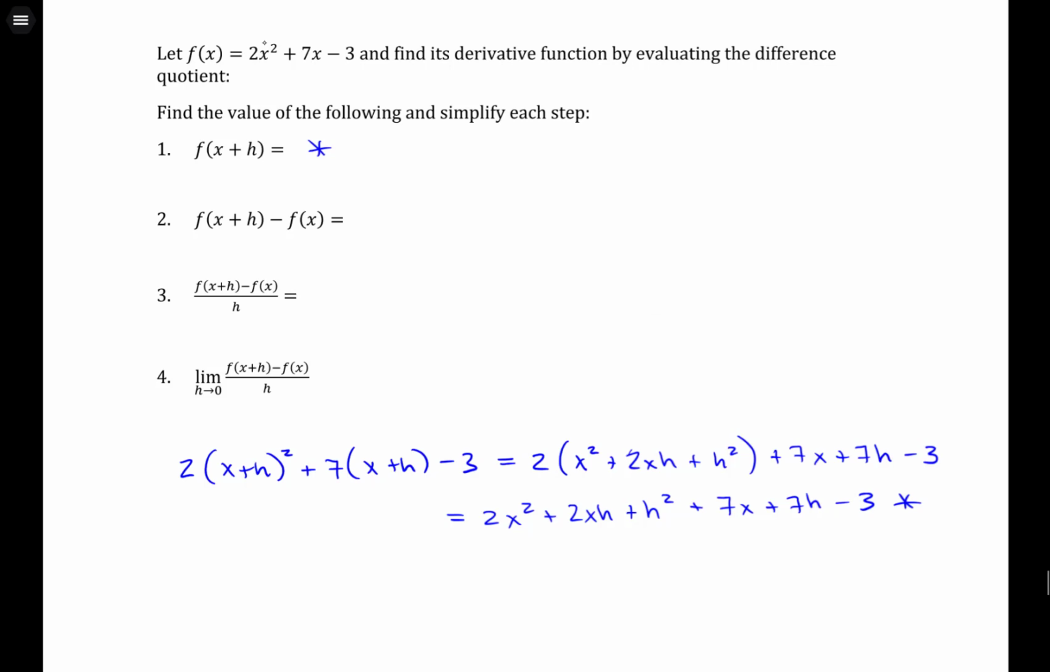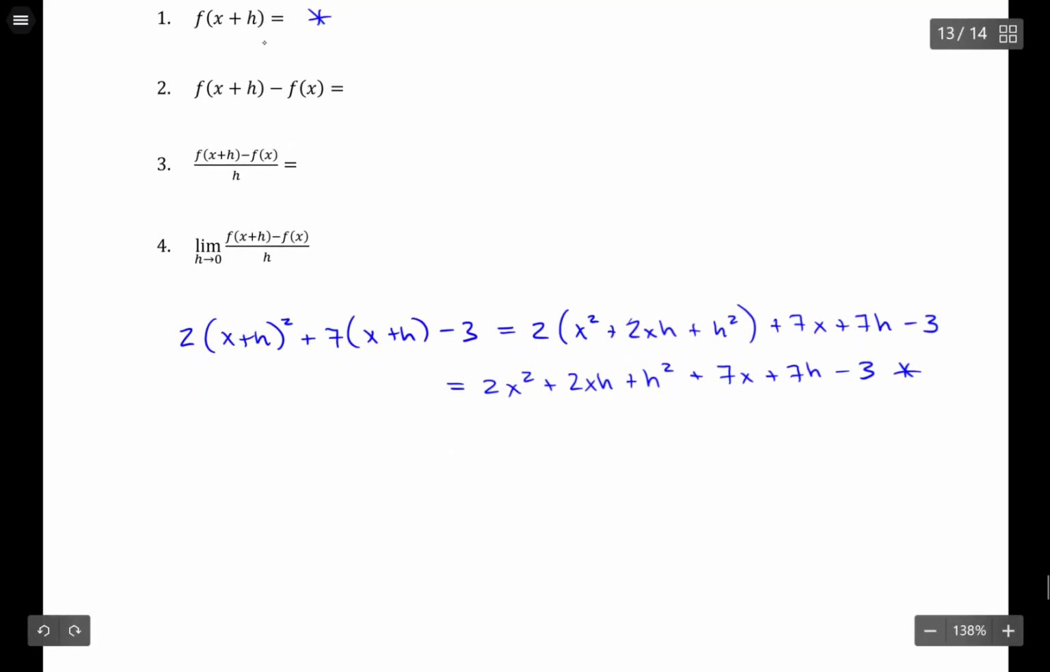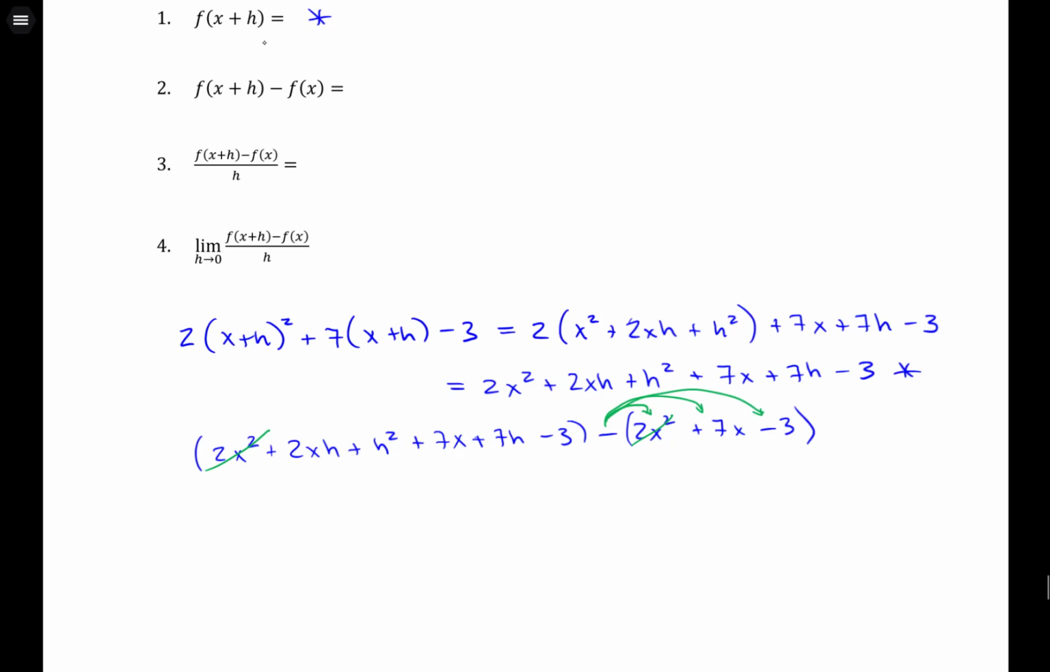Now the next step is to take what we just had and subtract f of x. So I take all of this stuff and then I subtract the original function, which is 2x squared plus 7x minus 3. Now it's important to note that this is in parentheses because this negative distributes to each one of these items. And so this is really negative 2x squared, which is great because that cancels with this positive 2x squared here. And this is negative 7x, and that's great because it cancels with that 7x. This is positive 3, and it cancels with that one.